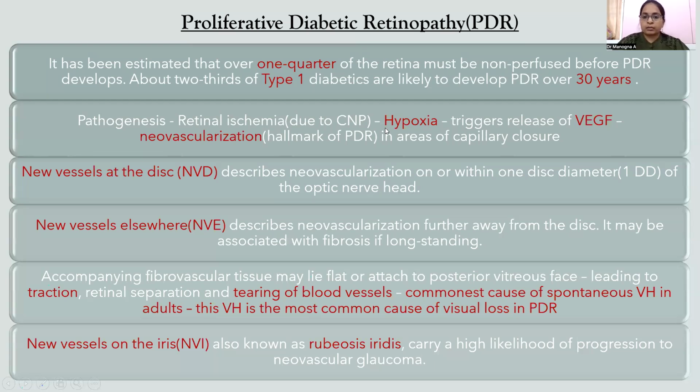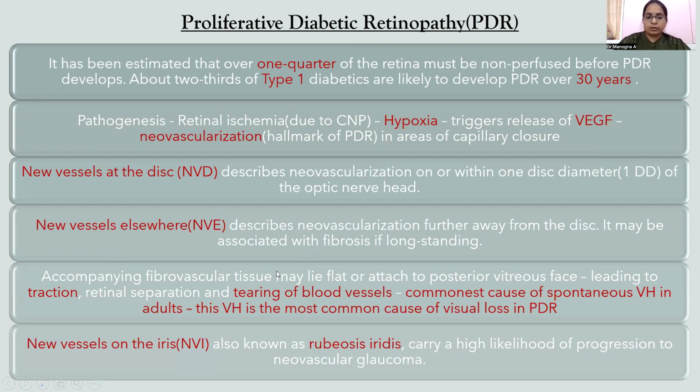So why PDR occurs, we already know, right? Ischemia leading to hypoxia, leading to VEGF formation. VEGF will cause neovascularization. So NVD or new vessels at the disc means new vessels on or within 1 disc diameter from the optic nerve head. And NVE or neovascularization elsewhere means it is elsewhere away from the disc, elsewhere in the retina.